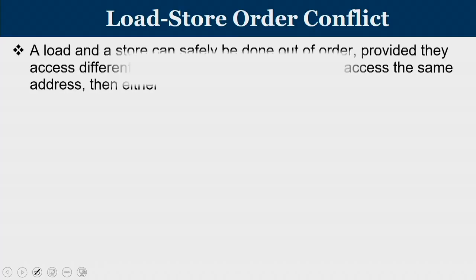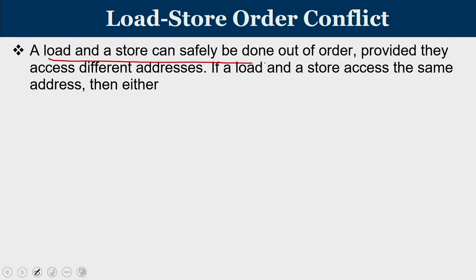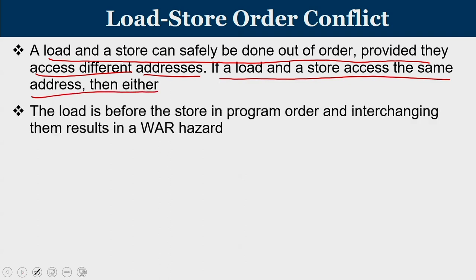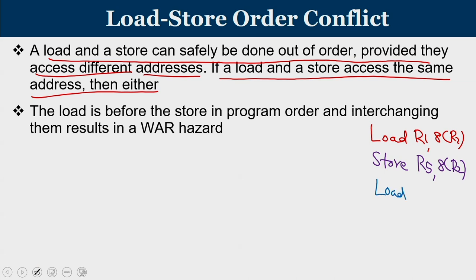This is known as load store order conflict. A load and a store can safely be done out of order provided they access different addresses. If a load and store access the same address, then either the load is before the store in the program order like this. So, you are going to have a load of R1, 8 of R2, and let me take the second instruction. It is a store of R5, 8 of R2. Let me put up the third one, another load of R6, 8 of R2.